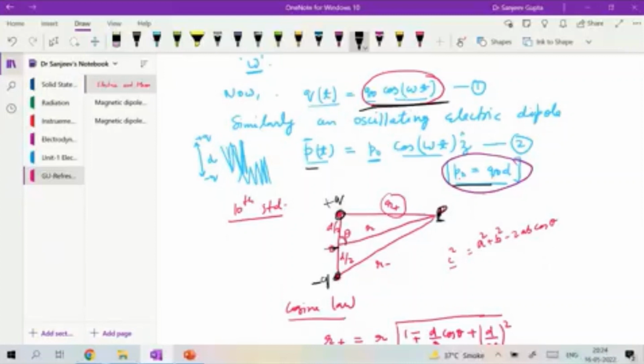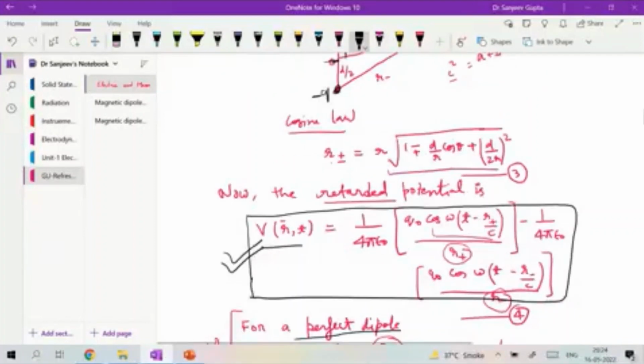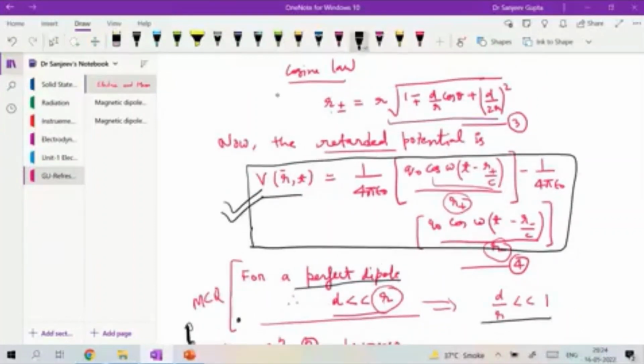So using the cosine law, R plus or minus is equal to R root over 1 minus plus d by r cos theta plus d upon 2r cos theta whole square. So therefore we have the system having two charges, and we can always write a retarded potential V(r,t) in terms of one towards the positive radius and one towards the negative radius. So the expression 4 is my retarded potential.